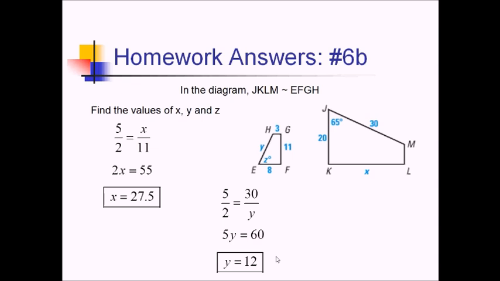And for the last one, z, this is the angle here. Now looking at our similarity statement, angle E, that's the first letter, that's got to be congruent to angle J. Looking at our picture, J is 65, so E also has to be 65. So this z degrees is really 65 degrees because it's the same as angle J.